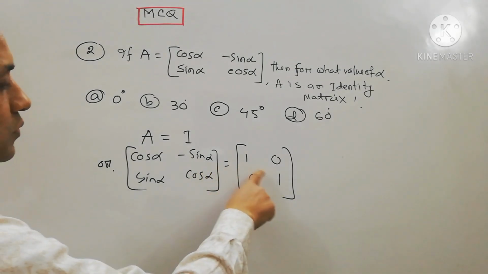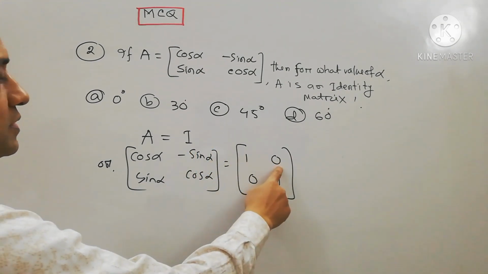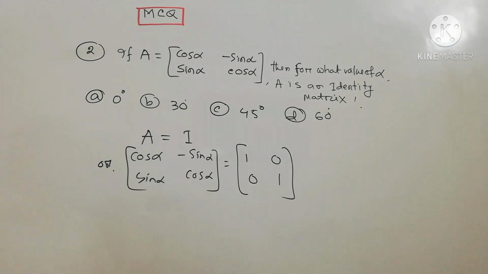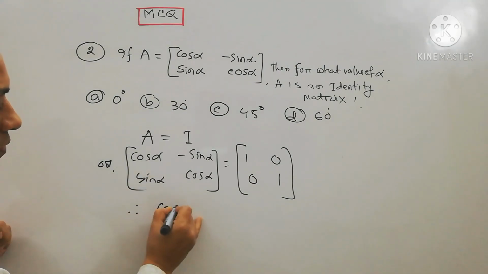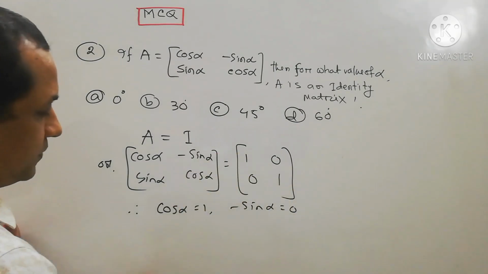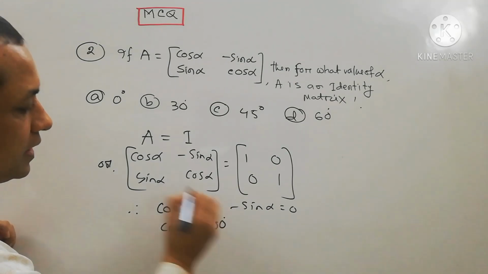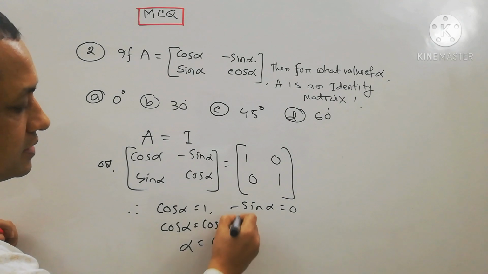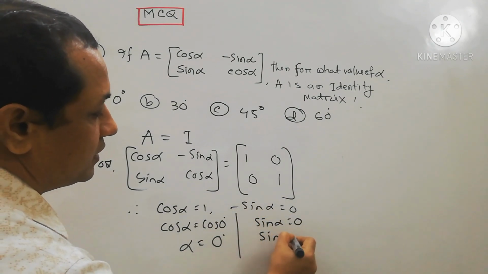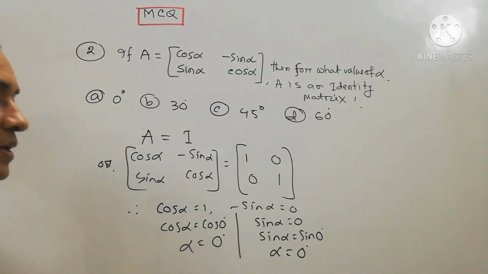So, students, here is the equal sign. Now first entry equals first entry, second entry equals second entry, third entry equals third entry, fourth entry equals fourth entry. So we can write cos alpha equals 1 and minus sin alpha equals 0. We know that cos 0 degree equals 1, so alpha equals 0 degree. Similarly, sin alpha equals 0, so sin alpha equals sin 0 degree. So the value of alpha equals 0 degree.